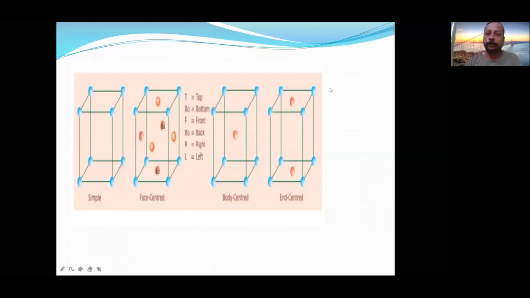Okay, next one, as per the NCERT, there are four types of simple cubic crystals. First one is simple cubic lattice, second one is face centered, and third one is body centered, fourth one is end face centered. What is the fourth one? End face centered, okay. So this is about the types of crystals in the cubic lattice.